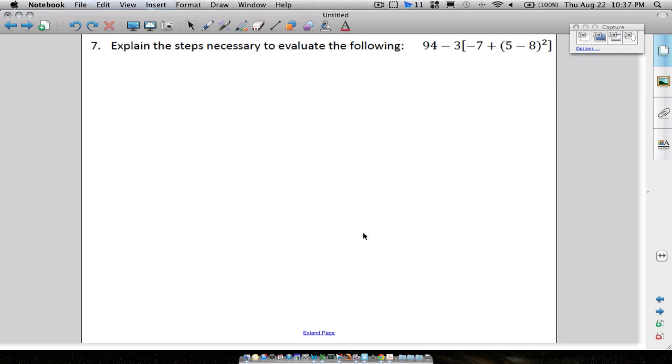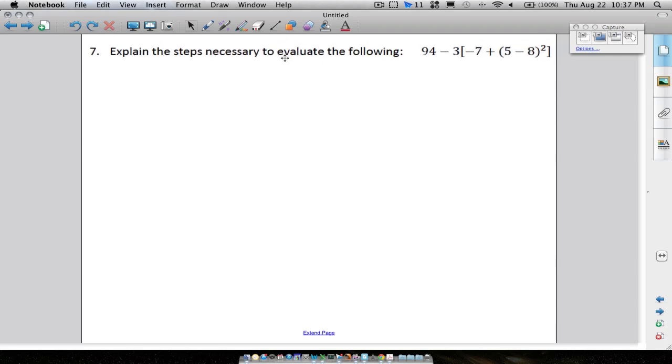Question number 7. Explain the steps necessary to evaluate the following.